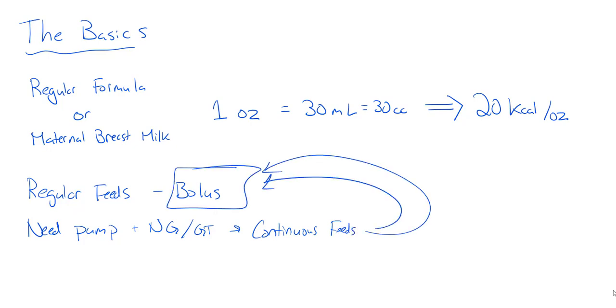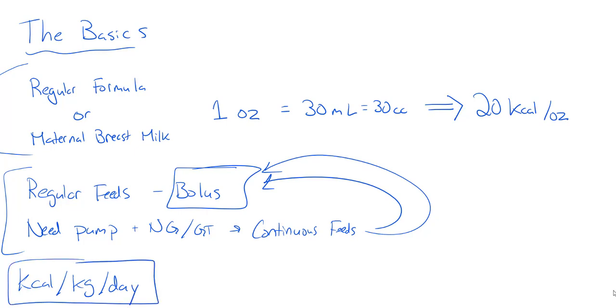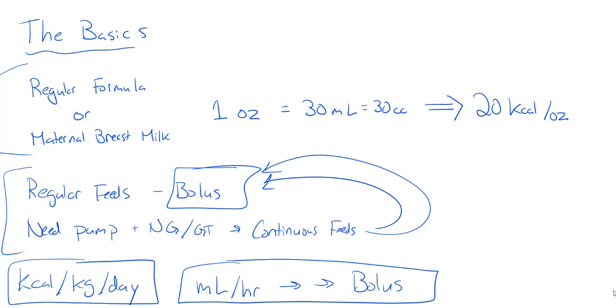So knowing volume and being able to calculate rate is a very important skill. Other things you may need to calculate include kcals per kilogram per day or mL per hour, so that you can help figure out how to consolidate feeds back to bolus feeds. At the end of this video and module, you should be able to do all of that. The answer will depend on what your attending wants as far as the continuous feed rate or bolus feeds, frequency, or anything else like that.